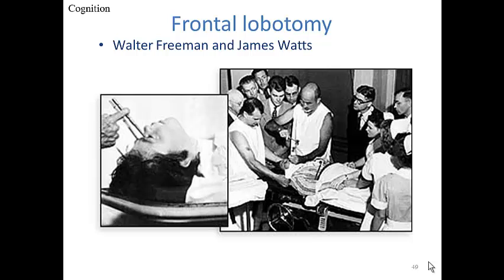The procedure involved using an ice pick-like structure that was inserted into the corner of the eye. So it didn't go right through the eyeball, but it went through the corner of the eye and then penetrated through the skull bones behind the eye and went into the frontal cortex. And then basically this ice pick-like structure was scrambled around in the frontal lobe to sever connections. And these frontal lobotomies were done to treat a whole rainbow of things.